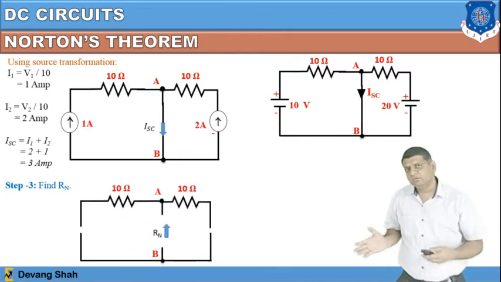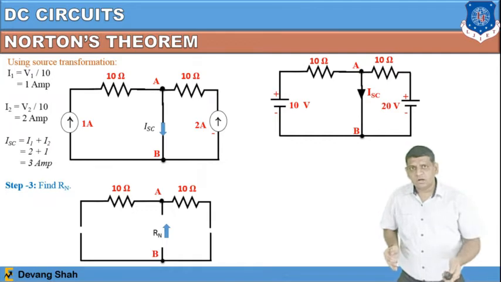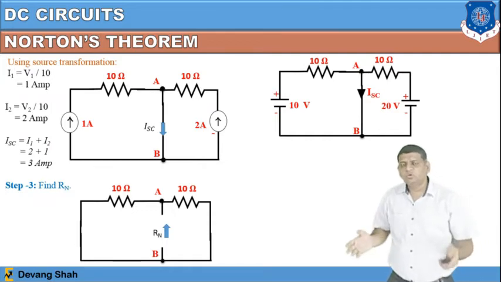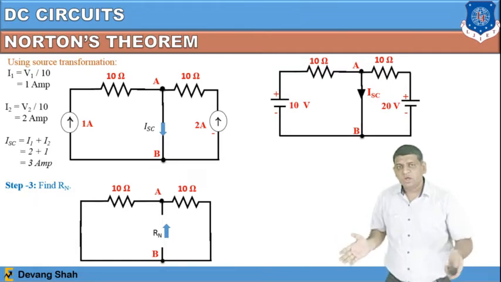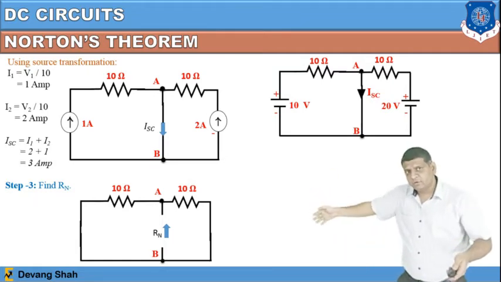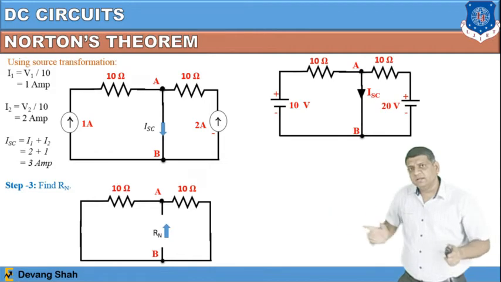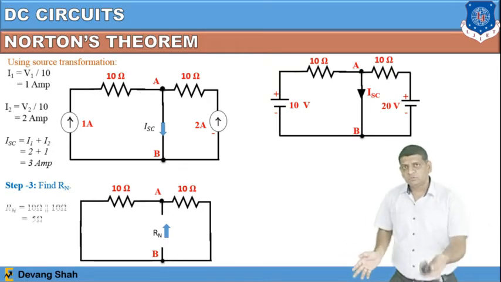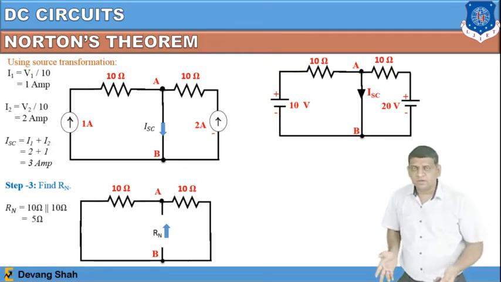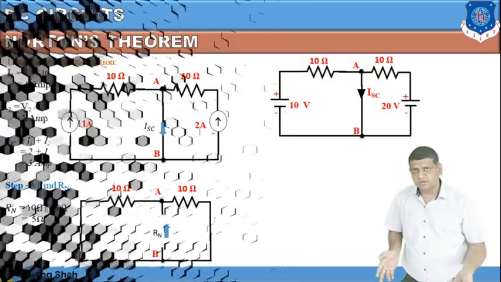So from this I can be able to find the equivalent resistance, which is called RN. To make these two voltage sources, you have to make it a short. So ultimately voltage source becomes 0. So here from RN, from this particular network, you can see RN is looking for terminal A and B, where two resistances, 10 ohm and 10 ohm, both are in parallel with each other. So from this RN is the parallel combination of 10 and 10, you can find the value of 5.